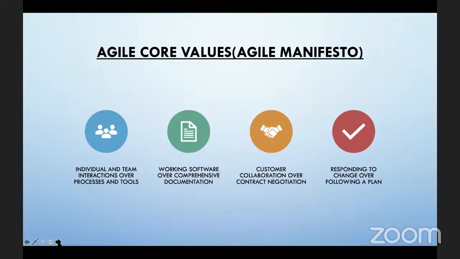So number 1, individual and team interactions over processes and tools. These guys really showed up. They really want to beat waterfall to it. So they are already mounting a defense to attack waterfall, right? It's individual and team interactions over processes and tools. In waterfall, things would have to move sequentially. When we are done with this, we will go to the next one. When we are done with this, we'll go to the next one.